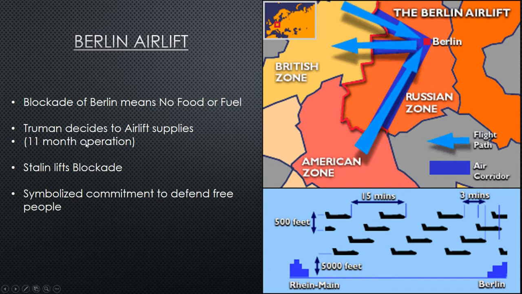What Truman is going to support, again, is this airlift, basically flying all of the necessary items for survival into Berlin. Extremely costly, but at the same time, it was this commitment to defend free people. Ultimately, Stalin is going to lift the blockade because his next move might be to shoot down these planes, and that could lead to war as well. That's something that neither side wanted to experience at this point.